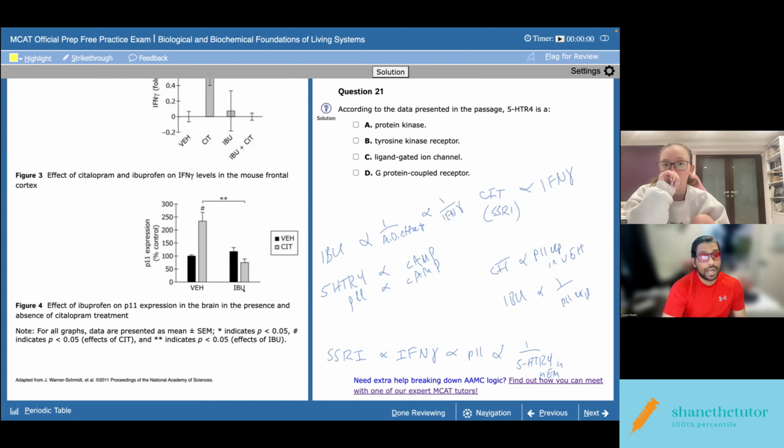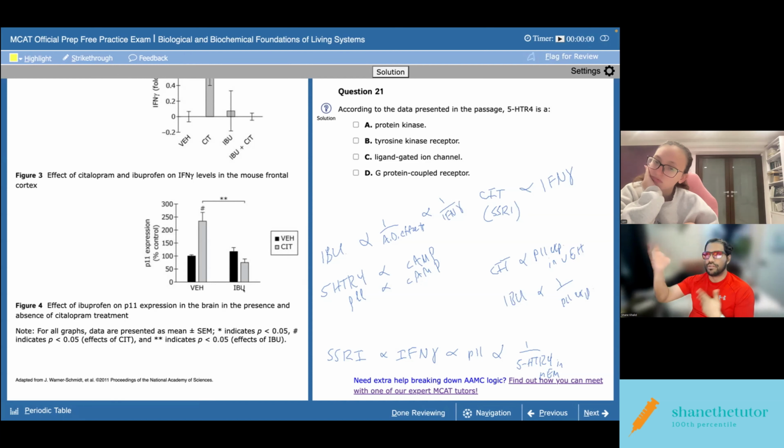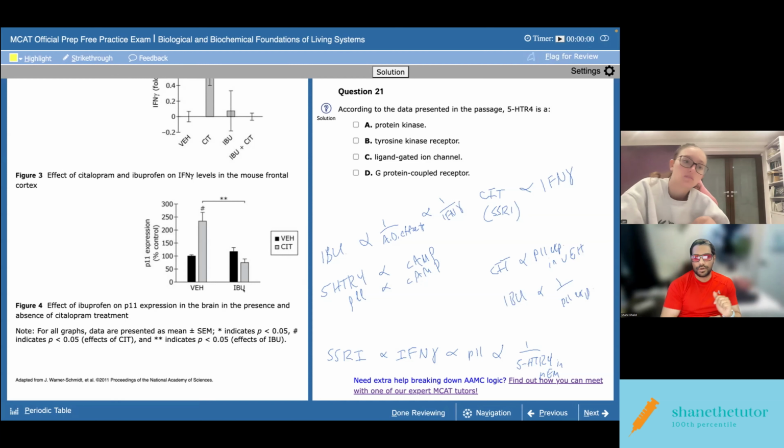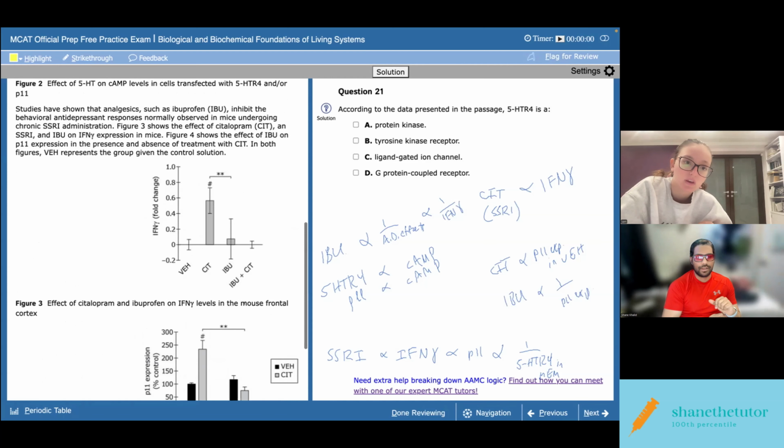And when I write out proportionalities as well, that way I don't have to analyze all these different acronyms. Because here we have 5-HTR4, we have P11, we have IBU, we have cAMP, we have IFN gamma, we have P11. There's so many things going on here, but writing out the proportionalities means that I know if something goes up, whether the other thing goes up or down. So yeah, I definitely do write it out like this.